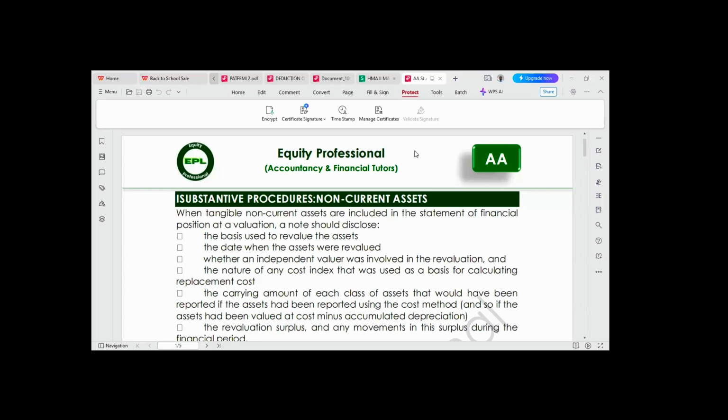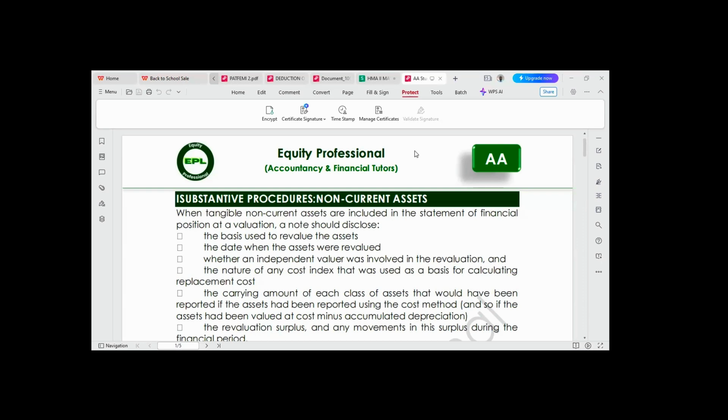So that is why we'll be looking at all those types of non-current assets, and how we perform substantive procedures on them. So let's dive in and try to understand more about how we carry out substantive procedure on non-current assets.